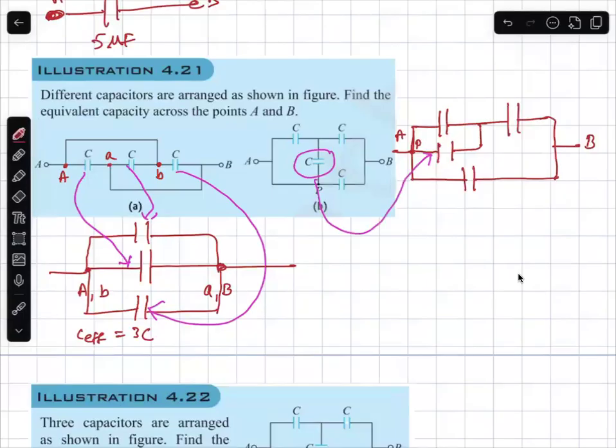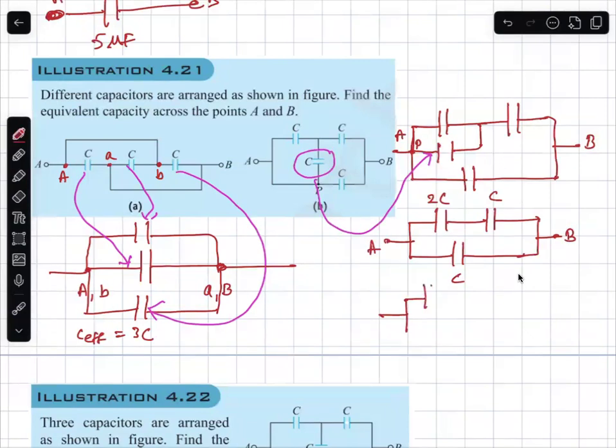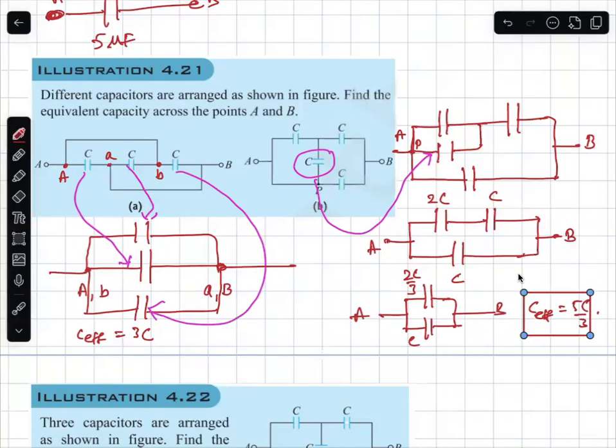Now, how will you write this? C and C, this will become 2C. And again, that is in series with C. And again, you have a C here. And this is A and this is B. 2C, 2C, 2C series, so this will become 2C by 3. And below you have C. So effectively, in this case, this will become 2C by 3 plus C, which is 5C by 3. Any doubt, boys and girls?